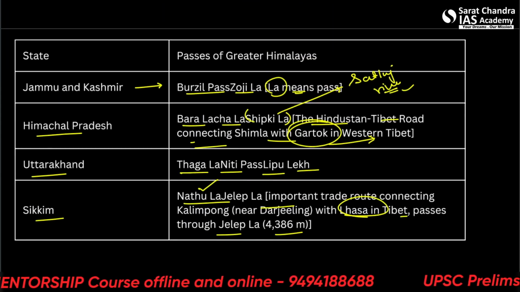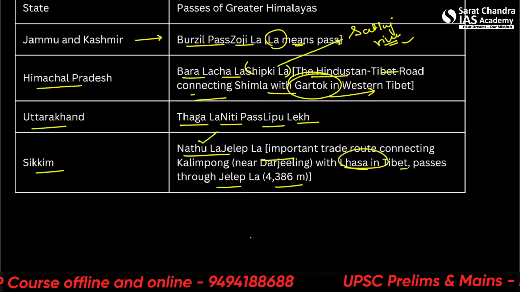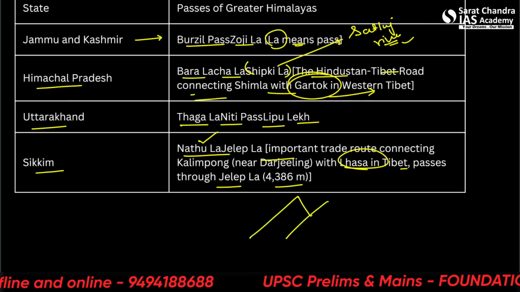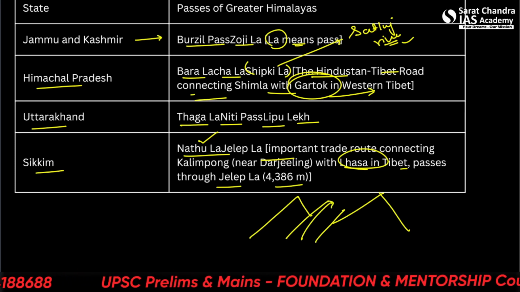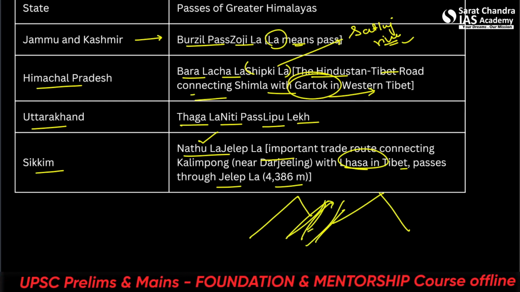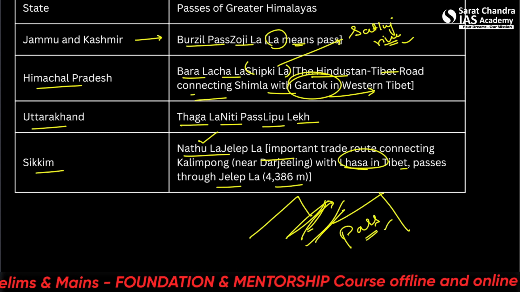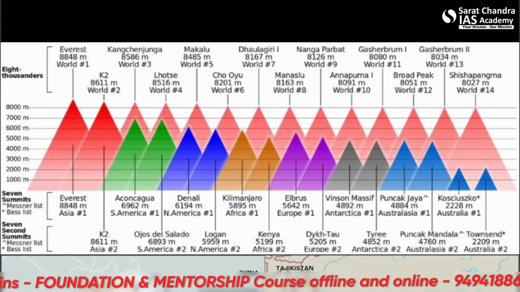What is a pass? If that is a question in your mind, a pass is, let's say, a gap between two mountains. It is a way that nature has created for us to pass through, or for any river to come across, and then it's known as a pass. All right. Okay, now let's move forward.